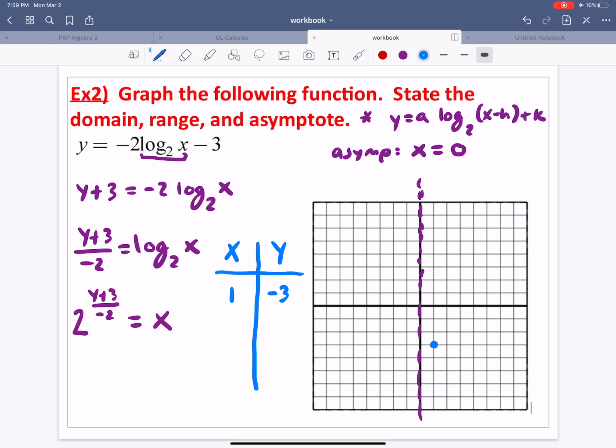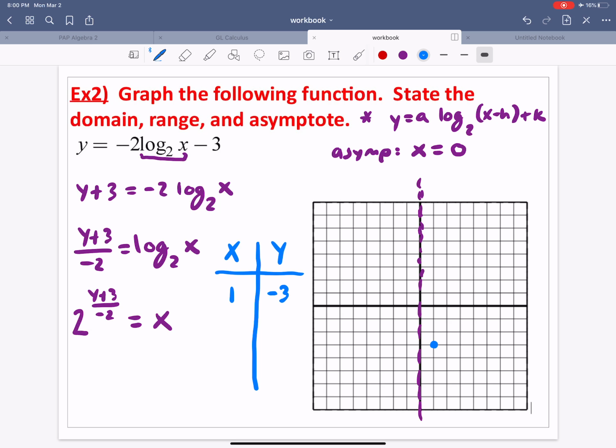Okay, let's pick another y value. This is where you have to think a little bit, because you want to be strategic about these y values that you pick. I want to pick a y value so that when I plug it in here, I get a relatively easy exponent. So think for just a minute about what is another y value that would make it convenient to find a power of 2.